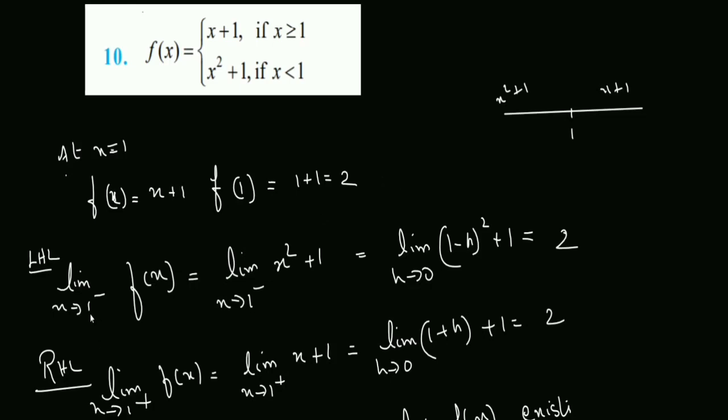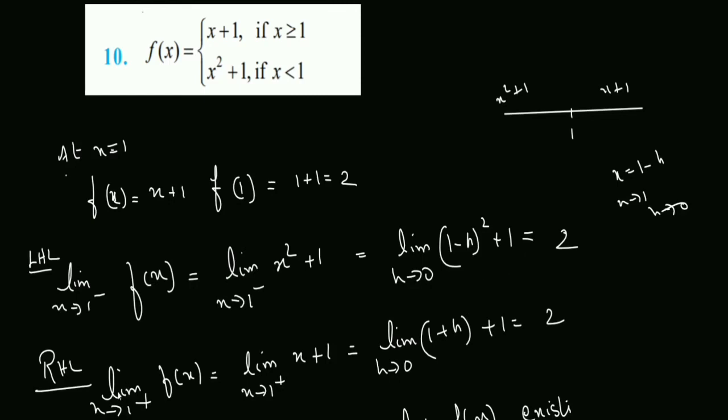Now we have to find the left limit. Left of 1 the function is x square plus 1, a polynomial function. How do you find the limit from the left of 1? You have to replace x by 1 minus h, so it is 1 minus h the whole square plus 1. When x tends to 1, h tends to 0. When you substitute h as 0, it becomes 1 plus 1, which is 2.